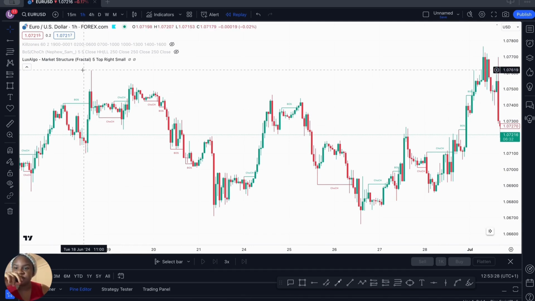Normally, you can do this as a normal break of structure above here, since this is the order block, but you can see it's showing you the inner movement in the market. You can see, yeah, right, before the change of character. So I use this LUX Algo.